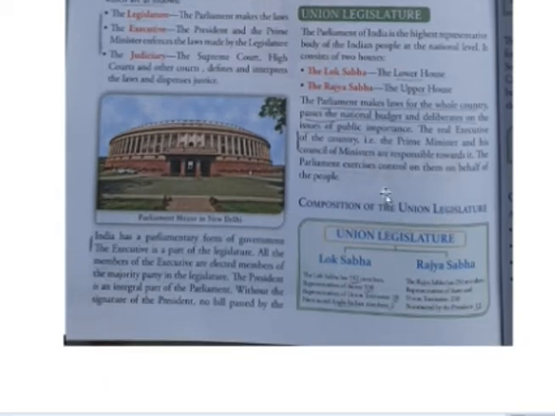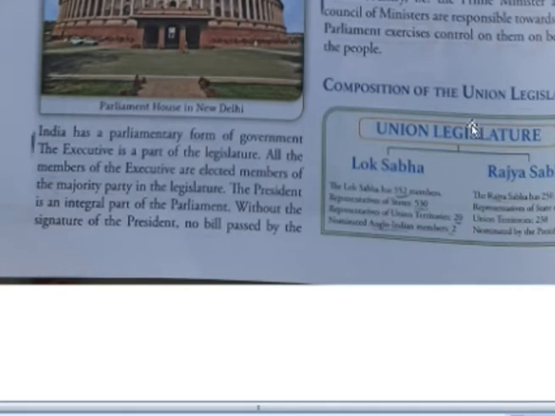Composition of the Union Legislature. So, what is the composition? There are two houses, Lok Sabha and Rajya Sabha. Take a look here at how it constitutes legislature. In Lok Sabha, there are 552 members, and in Rajya Sabha, 250 members. In Lok Sabha, 530 members from states, 20 members from union territories, and 2 members are from Anglo-Indian community. And in Rajya Sabha, 238 from state and union territories, and 12 elected by the president. Okay, so in this way, union legislature is formed.